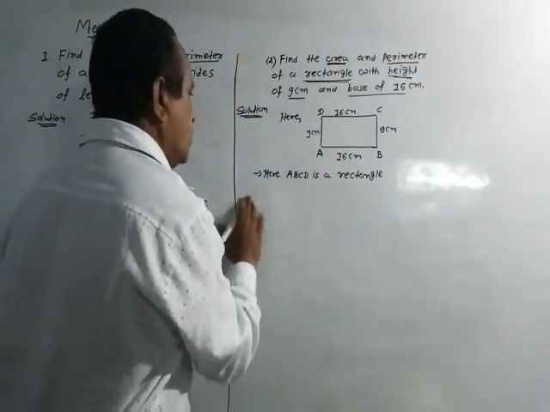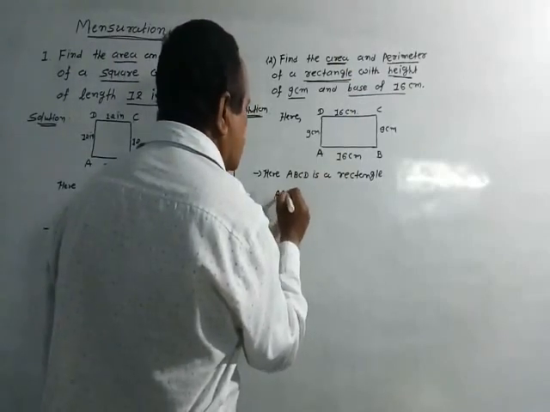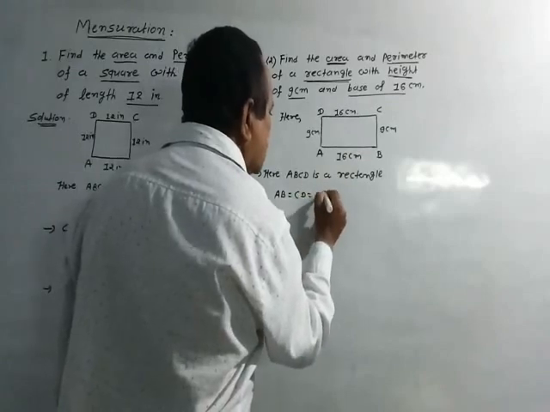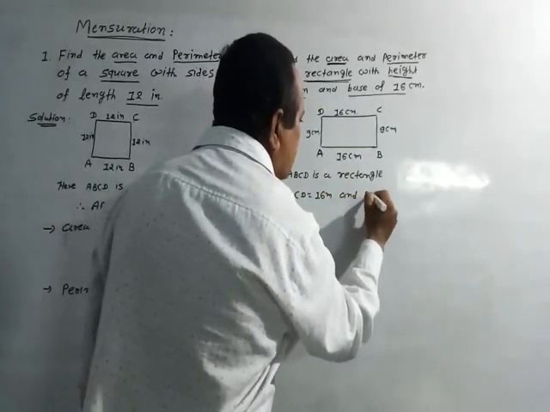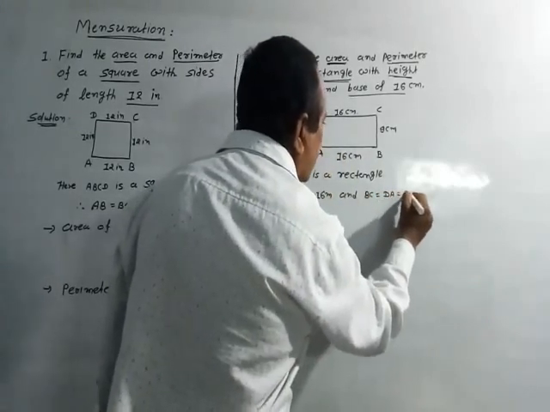Now here, in the rectangle, AB is equal to the opposite side CD, that is 16 cm, and BC is equal to the opposite side DA, that is 9 cm.